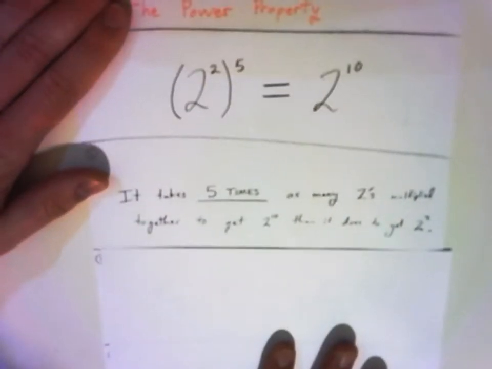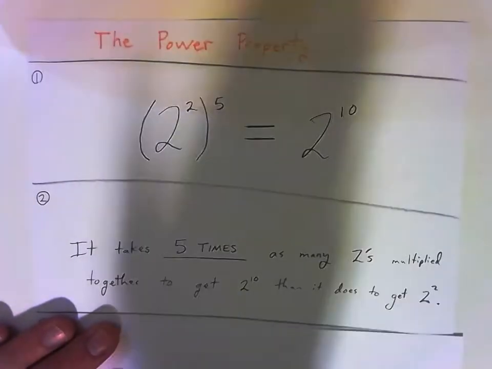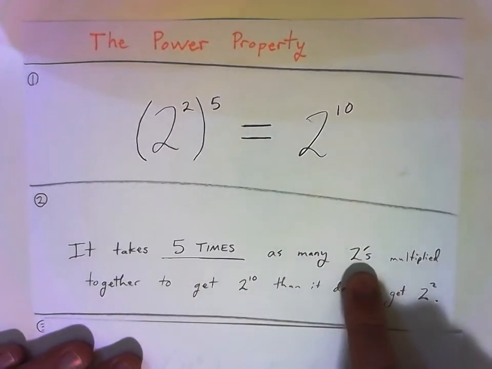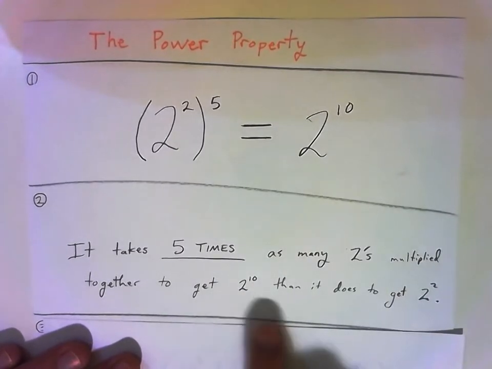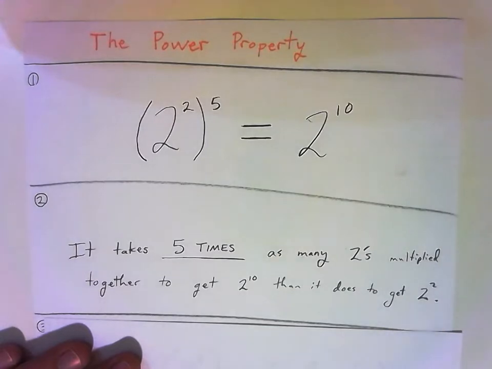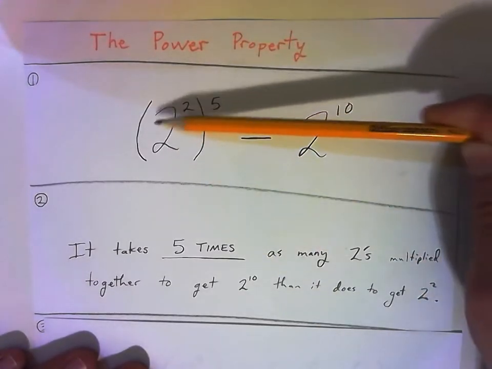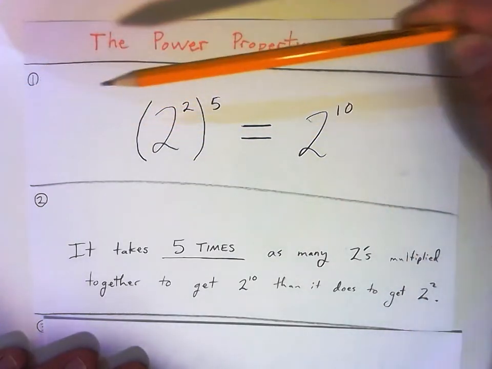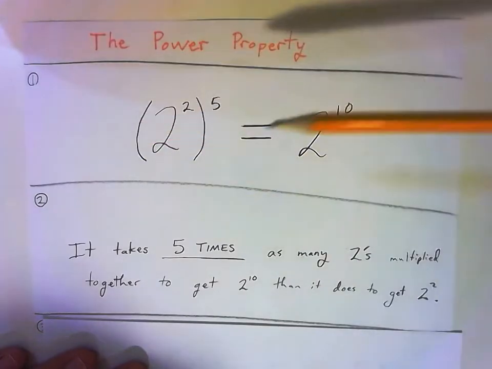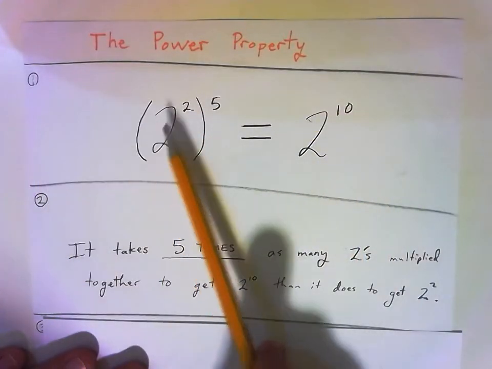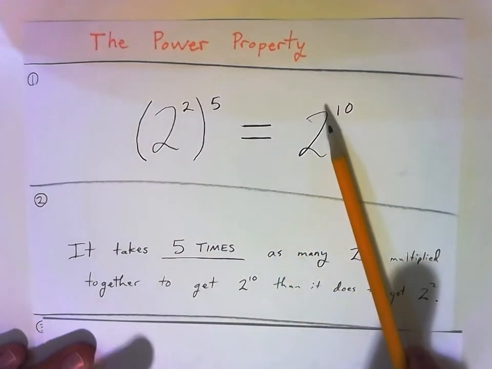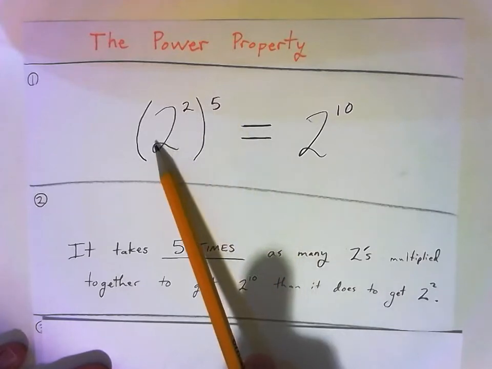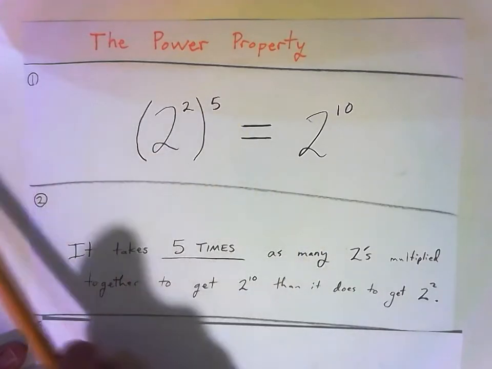But so the key on this one for the power property is it takes 5 times as many 2's multiplied together to get 2 to the 10th than it does to get 2 squared. So the 5th power means you've got 5 2 squareds multiplied all together. 2 squared, 2 squared, 2 squared, 2 squared, 5 of them. And each 2 squared is 2 times 2, which gets you 2 to the 10th. So this multiplies by 5 how many 2's you have multiplied together.